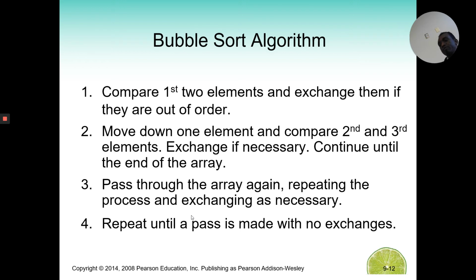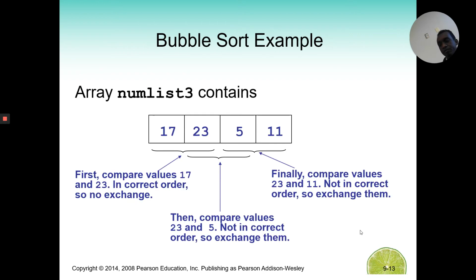For the bubble sort, compare the first two elements and exchange them if they are out of order. Move down one element and compare the second and third elements. Exchange if necessary. Continue until the end of the array. Then pass through the array again, repeating the process and exchanges as necessary. Repeat until a pass is made with no exchanges.